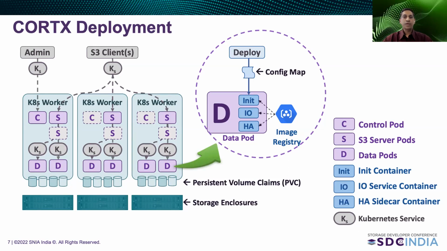Data pod is deployed as stateful set and includes a primary container for IO service, an init container, and a sidecar container. Init container is responsible for the bootstrapping of the service using config map, and it also participates in the upgrade process.